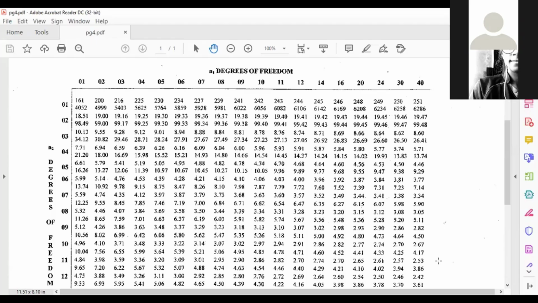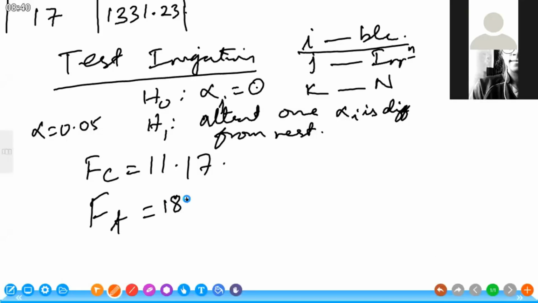What is the numerator degrees of freedom? What is the denominator degrees of freedom? Maybe you are right. Numerator degrees of freedom is 1, denominator degrees of freedom is 2. So this is the value, 18.51. You are right. So here it is 18.51. Now, what can you say about this, comparing these two values?